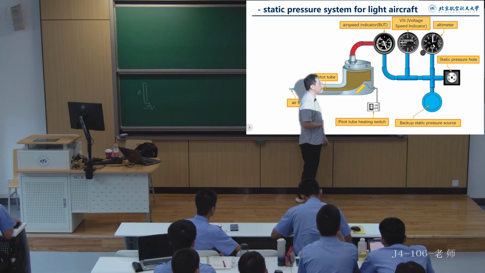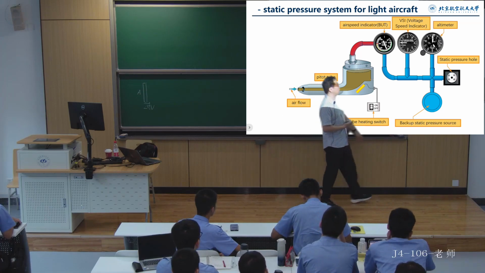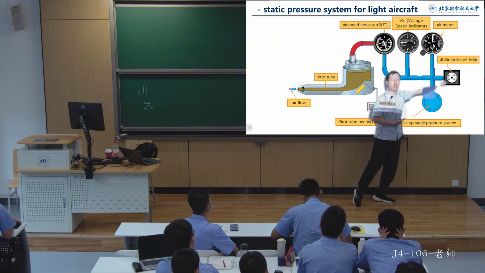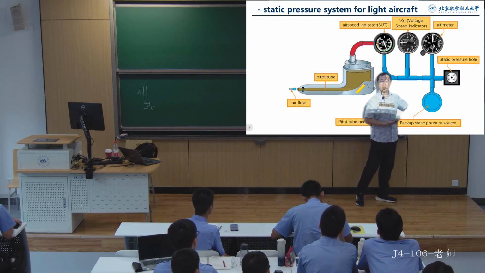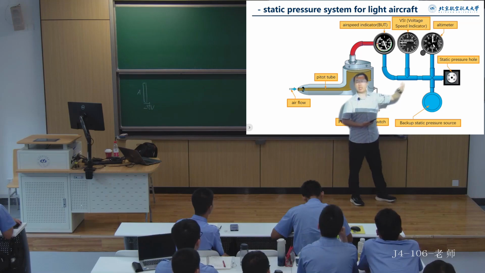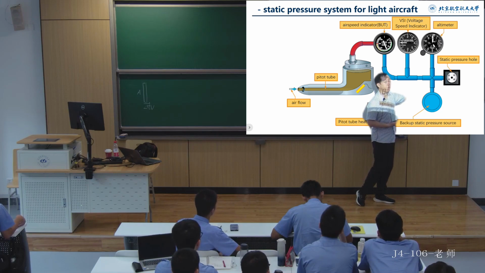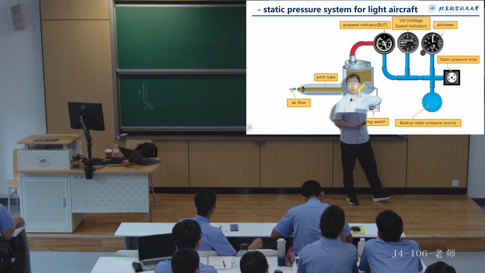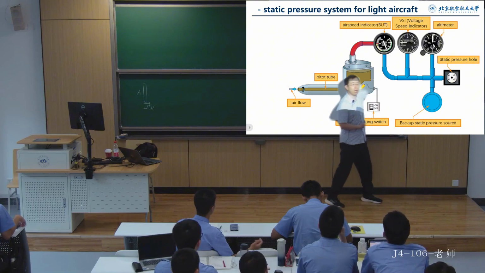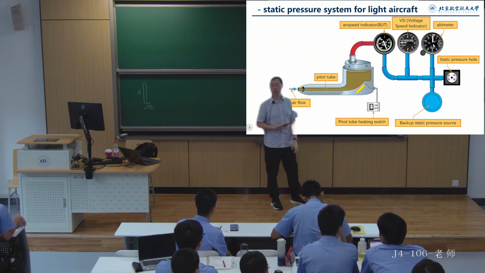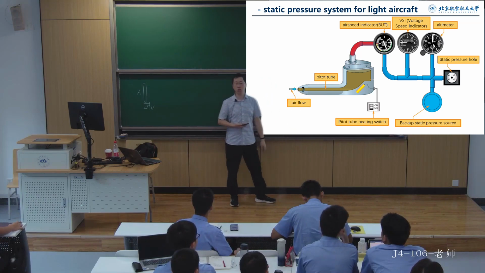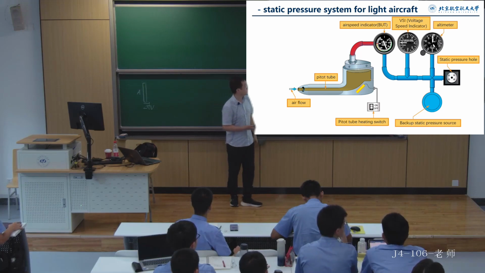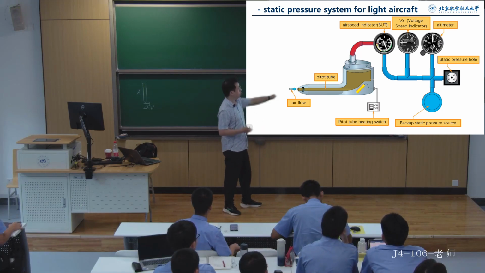Additionally, there is a consideration for special situations. Sometimes the static port might become blocked or malfunction due to external impacts or other reasons. In such cases, we also have a backup static pressure source, which is usually located inside the cabin. This backup static pressure source can provide an approximate static pressure value to drive your altimeter, vertical speed indicator, and airspeed indicator to function properly. However, the value it provides will not be as accurate as the one measured by the static port outside the aircraft, and there will be some error. This describes the general situation of the total static pressure system.